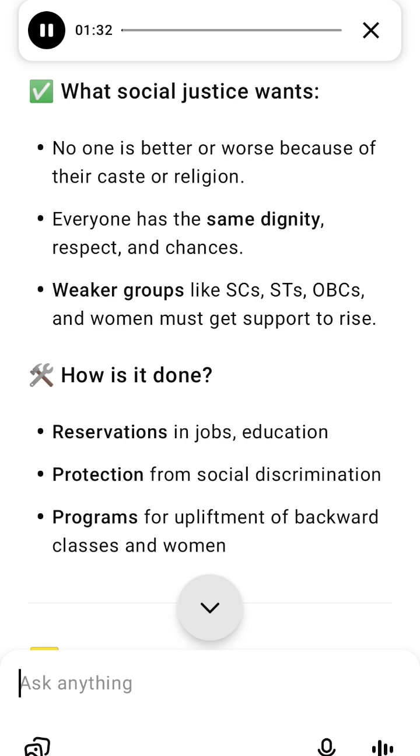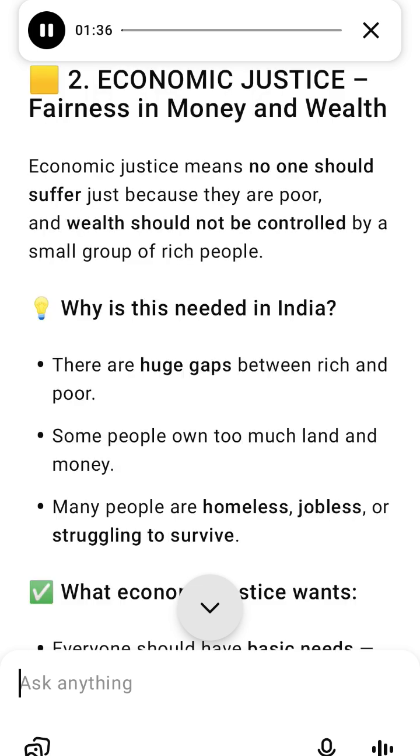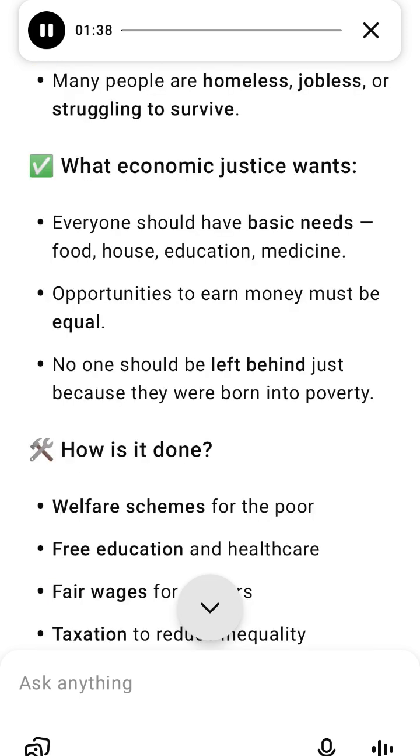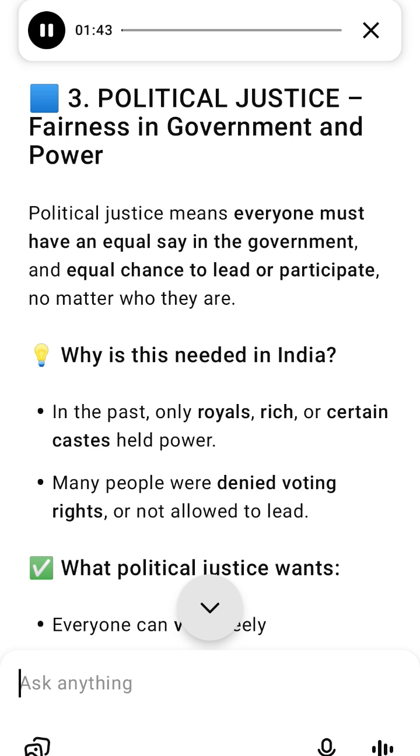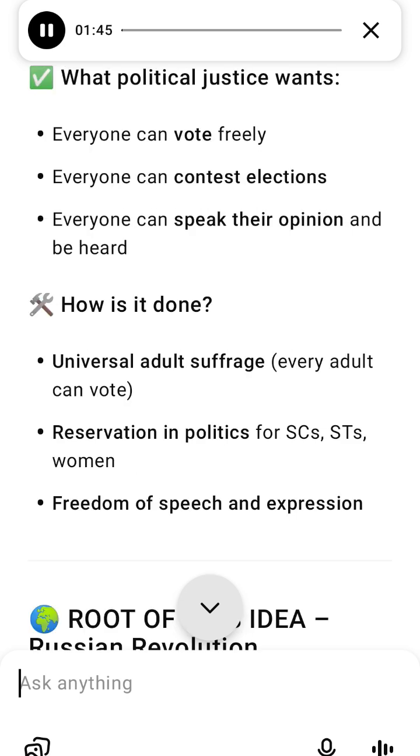Root of this idea: the Russian Revolution. The Indian Constitution took the idea of justice, social, economic, political, from the Russian Revolution of 1917. In that revolution, poor people fought for equality. They demanded food, land, and political power. They removed unfair kings and started a new, fairer system. India's leaders admired this and said, "We must also build a country where justice lives in every home."